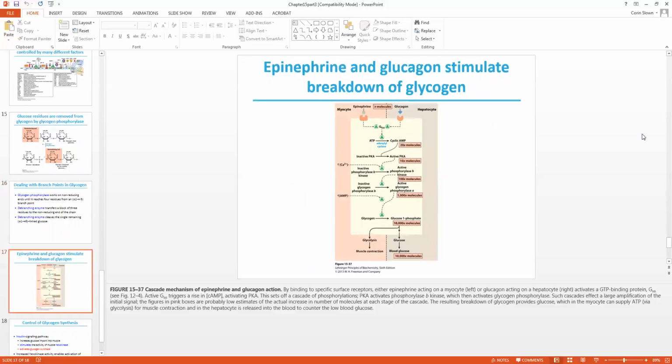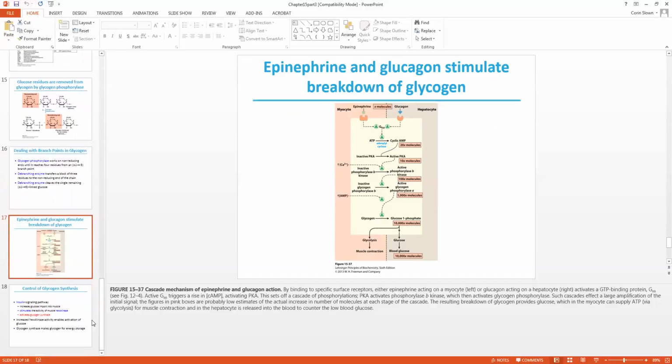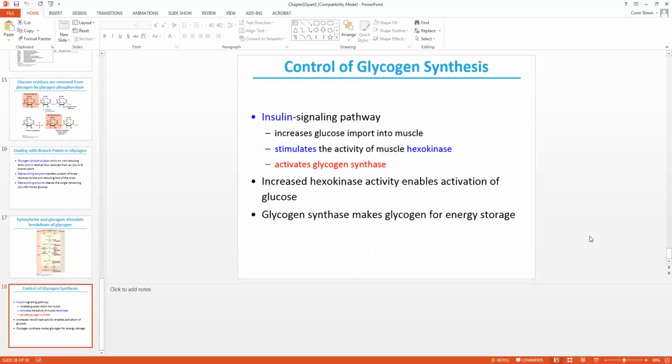We've also seen other examples of regulation in the form of epinephrine and glucagon to stimulate the breakdown of glycogen. And we can control glycogen synthesis via the insulin signaling pathway, which increases glucose import into muscle, stimulates the activity of the muscle hexokinase, and activates glycogen synthase. So increased hexokinase activity enables the activation of glucose, and glycogen synthase makes glycogen for energy storage. These are all some of the ways that we can control metabolic pathways. Thanks again.